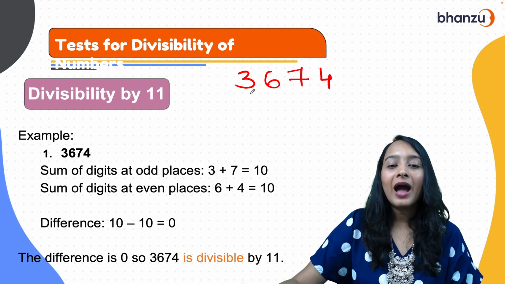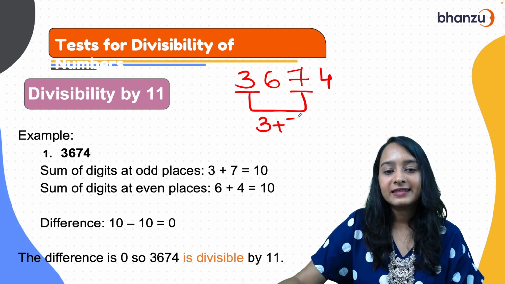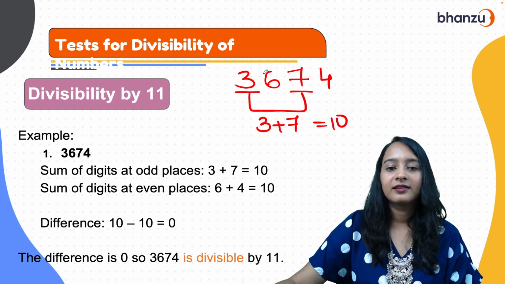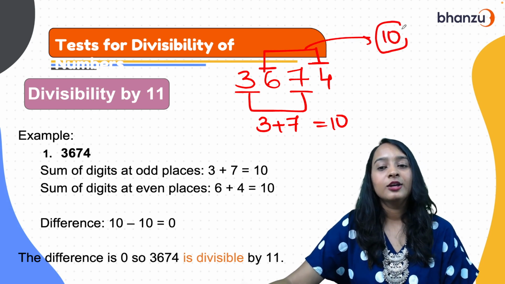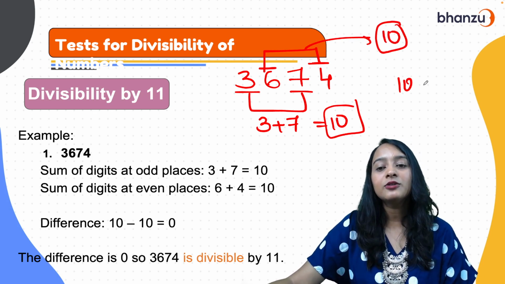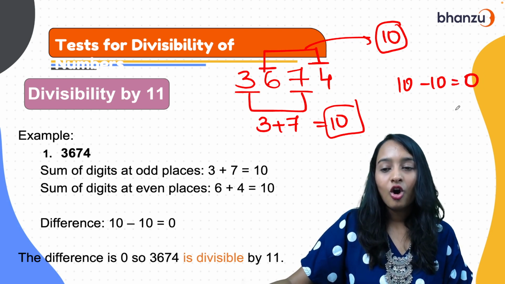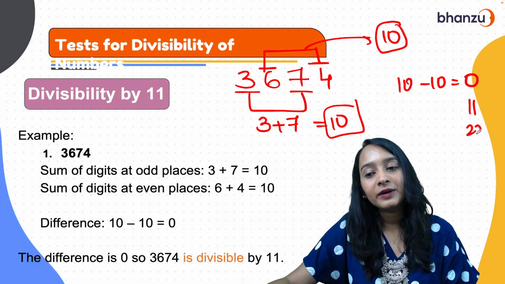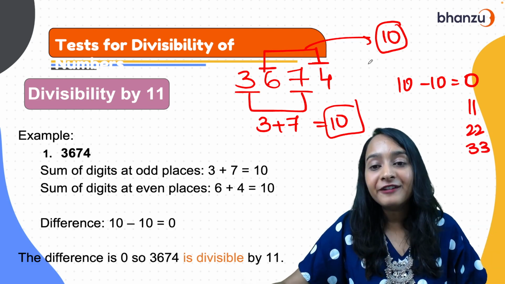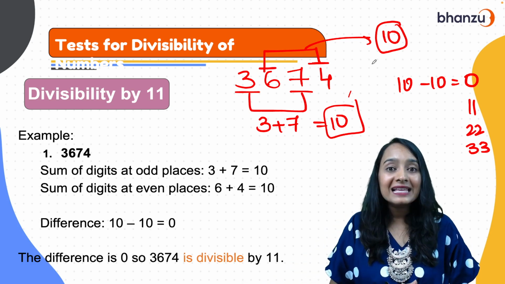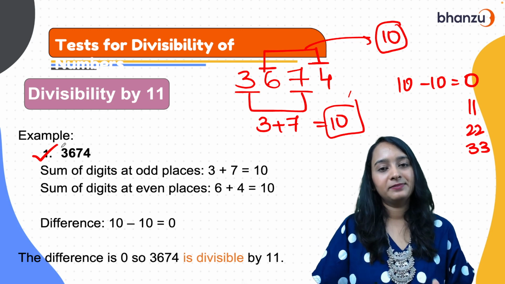3674. Now you add the alternate digits, these two. 3 plus 7, which is 10. 6 plus 4, again 10. So these two answers that you're getting, you subtract them. So you should either get the answer to be 0 or 11 or 22 or 33. So basically you should be getting the difference between these two as a multiple of 11. Then the entire number is divisible by 11.